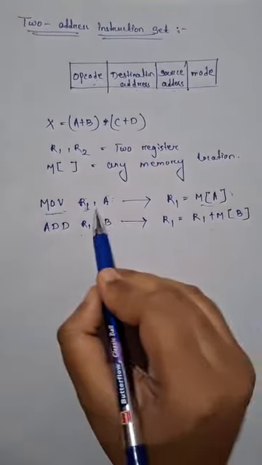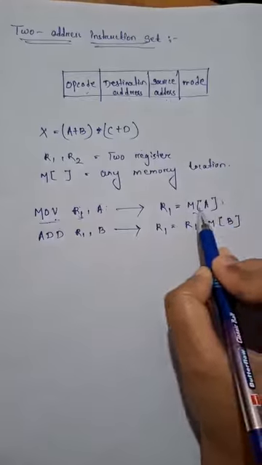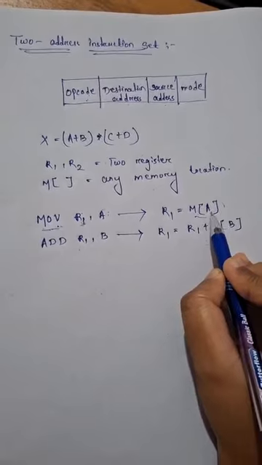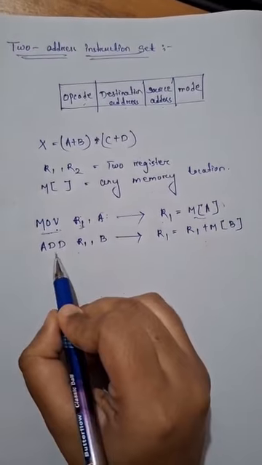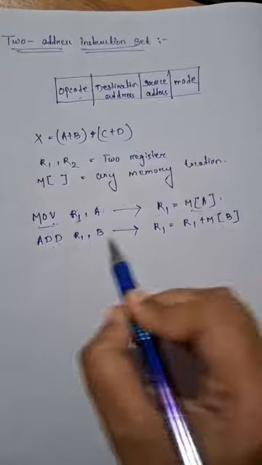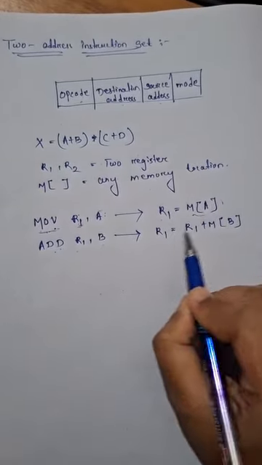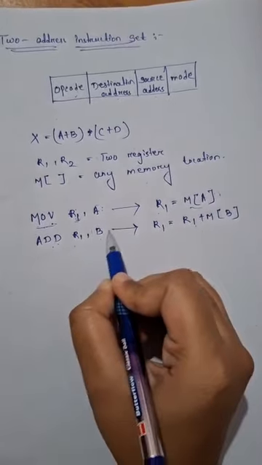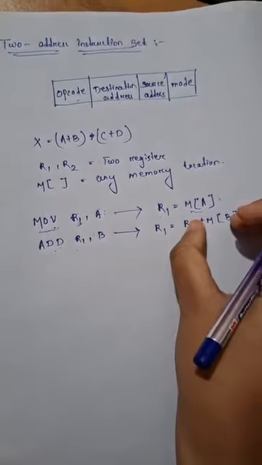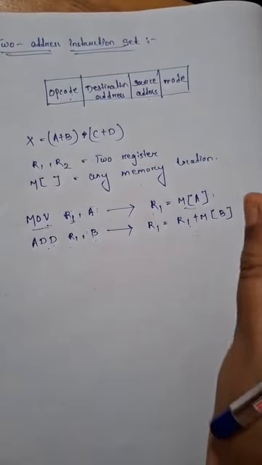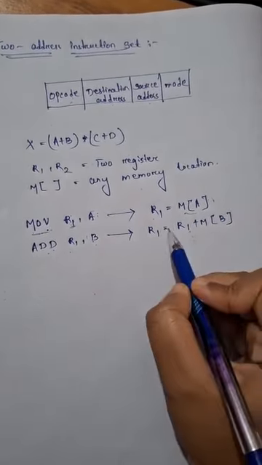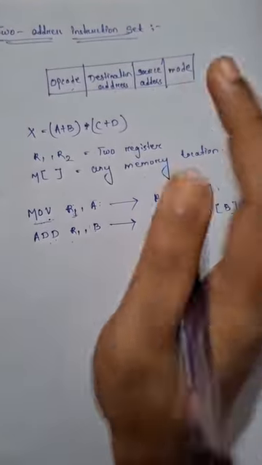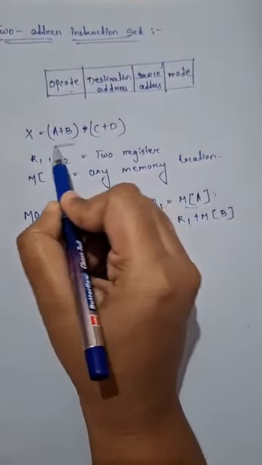So first we perform move operation, that is store the value of A in R1. Second we perform the addition operation with B, that will add the value stored in R1 with the value stored in B, and after the addition operation, the result will be stored in the R1 register. So basically in the expression this part will complete.